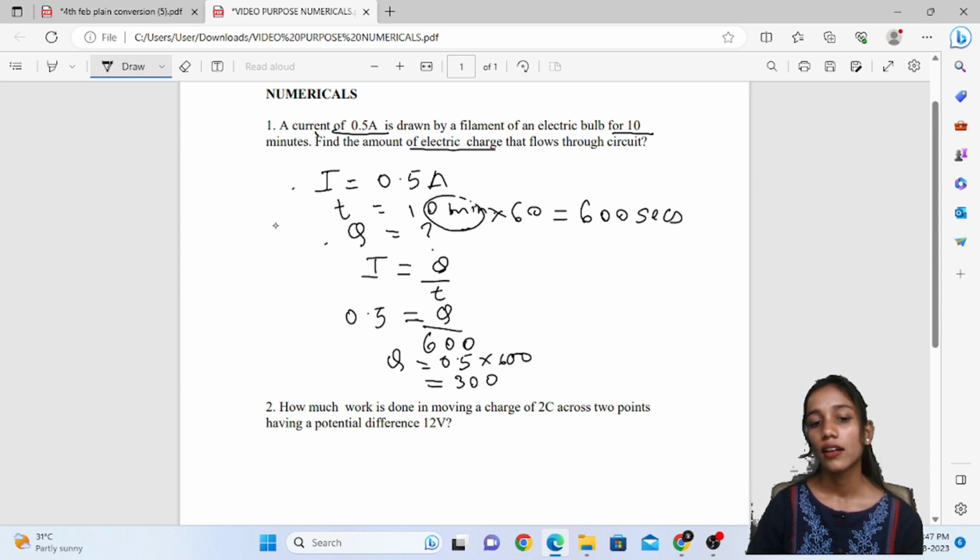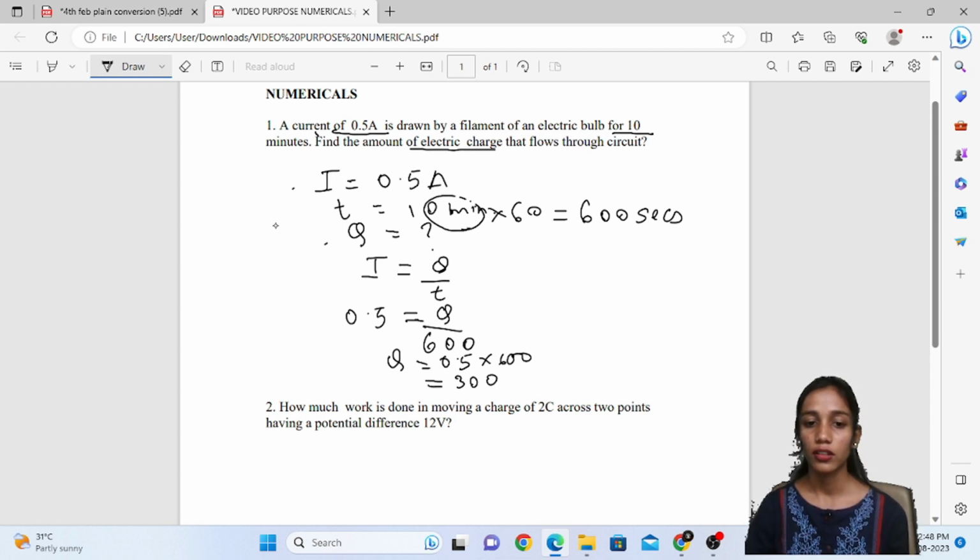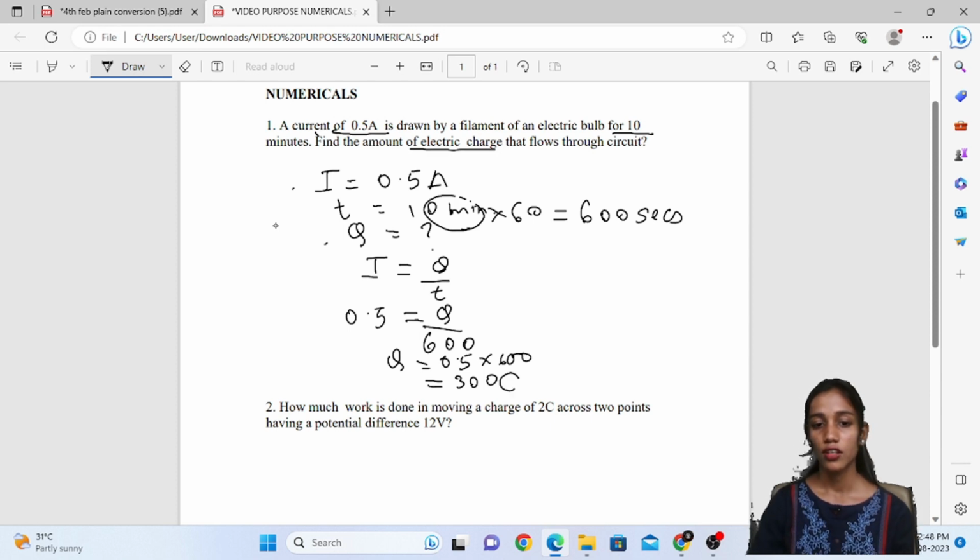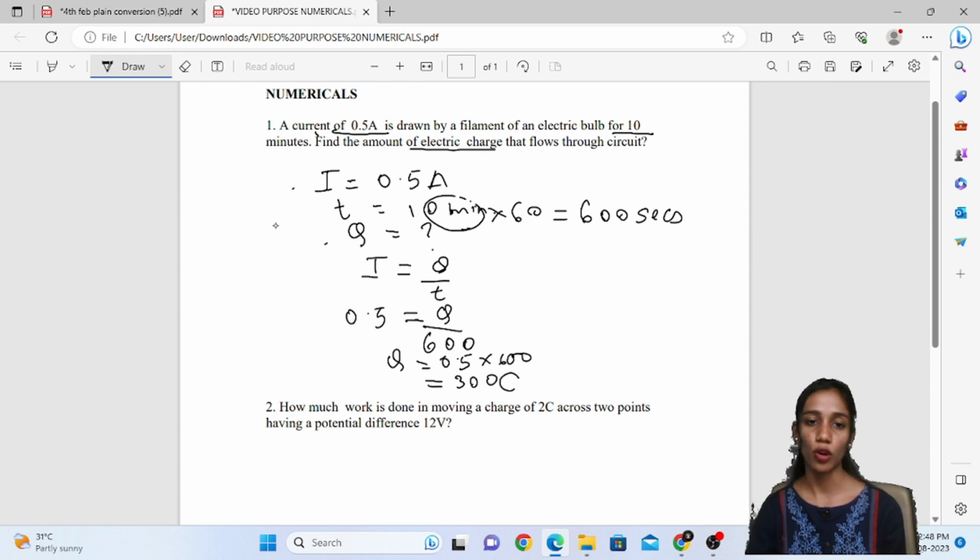Now, can I write 300 as it is? No, because here I am finding the charge, and I need to always mention the SI unit. The SI unit of charge is coulombs. So my complete answer will be 300 coulombs. If I write only 300, the answer is incomplete. The complete answer over here is 300 coulombs. So this is the answer for this problem.